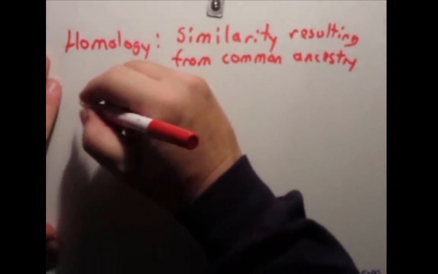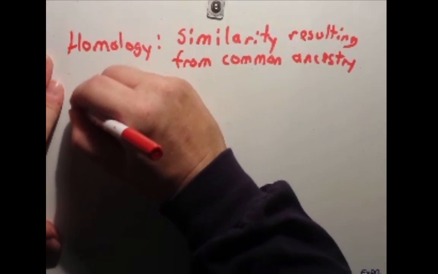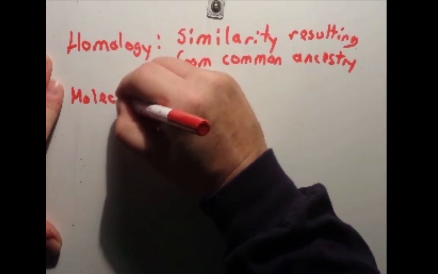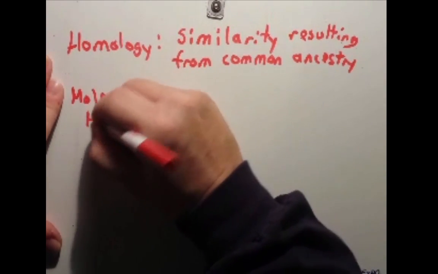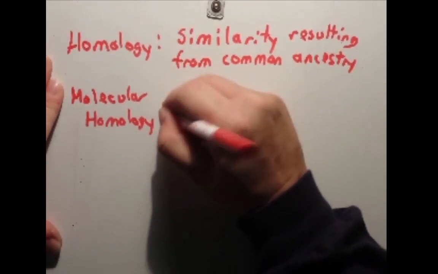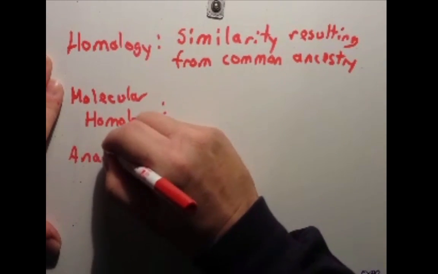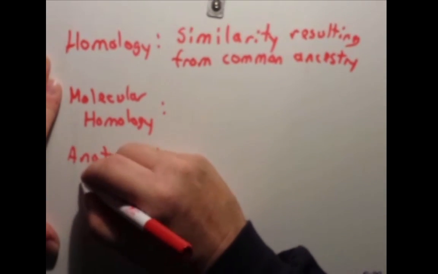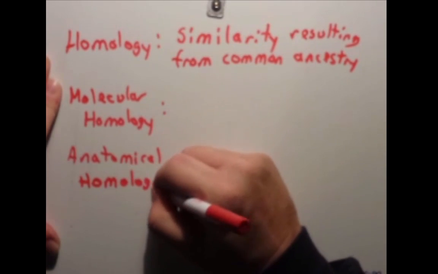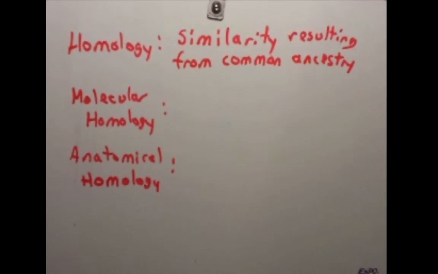We should also talk about how we can break this down to molecular homology and anatomical homology. Anatomical morphology is sometimes called morphological morphology, but your book uses anatomical, so that's what we'll use here. Molecular homology is just a subcategory of homology.